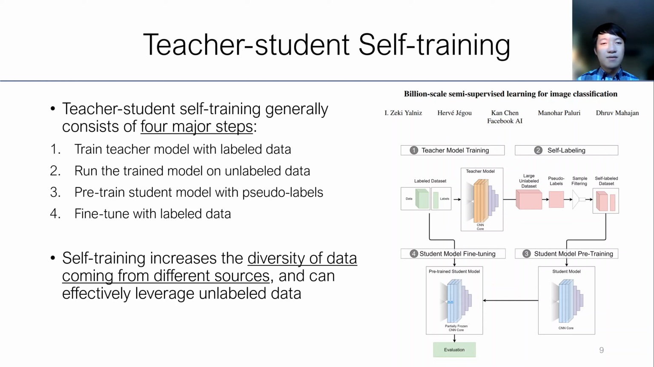In a recent study by Facebook AI, they have leveraged billions of images that are unlabeled for improving the performance of a semi-supervised model for image classification. And they've shown that self-training increases the diversity of data coming from different sources and can effectively leverage unlabeled data.